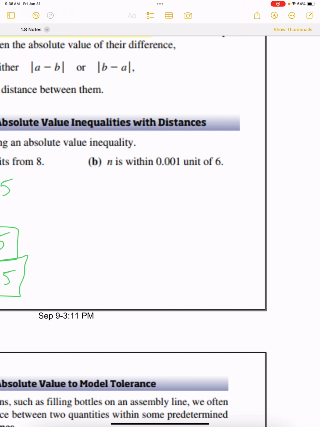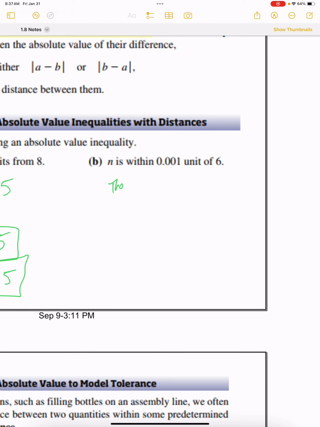So we're talking about N within 0.001 of a unit in 6, right? So N in 6, that's the number. So look, the distance between N and 6, now it's within, all right? We're talking about a distance. It is within. That means that it is less than or equal to. It's within 1/1000th of a unit.